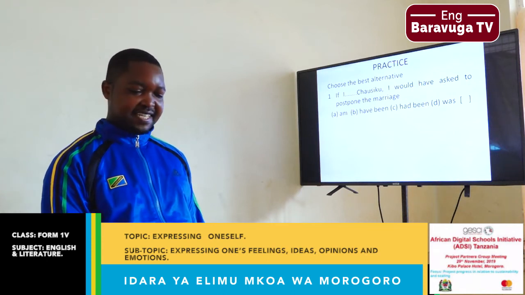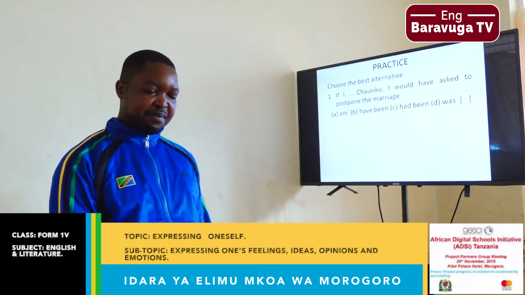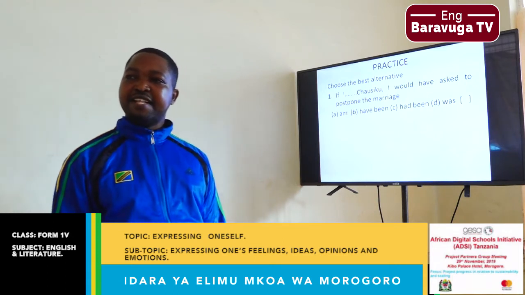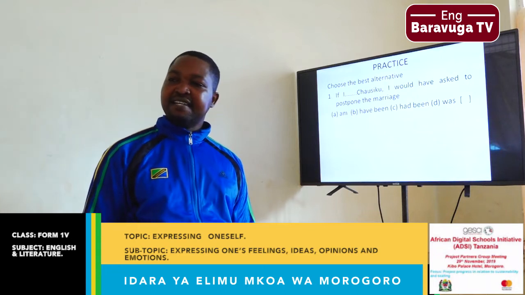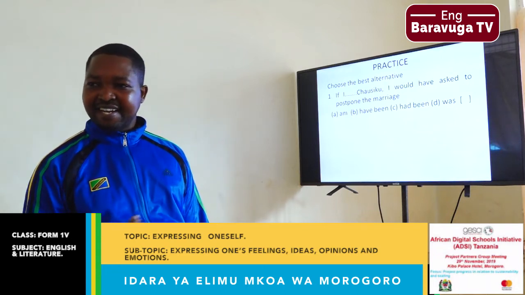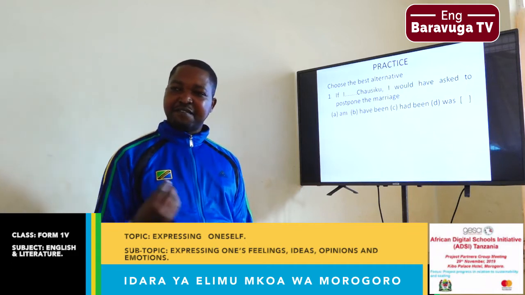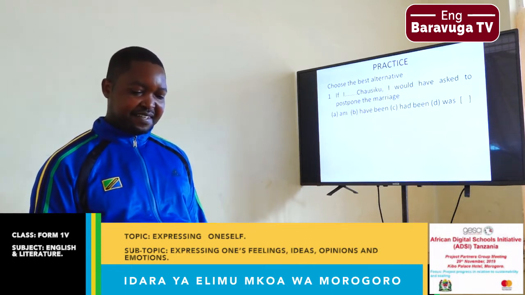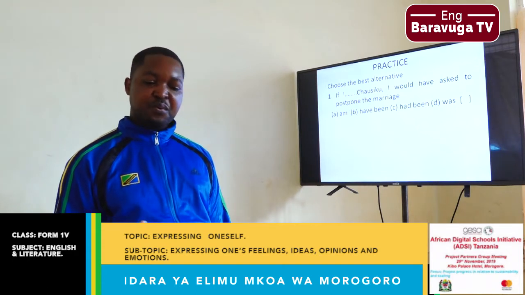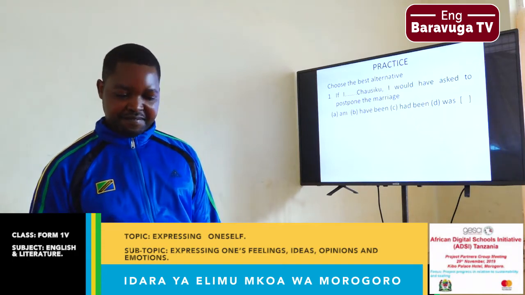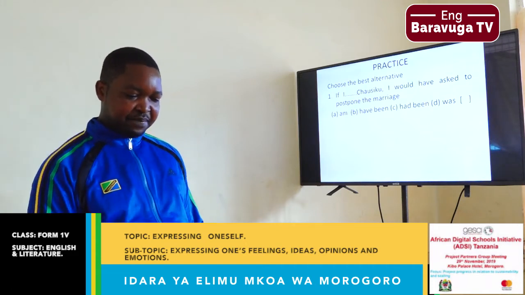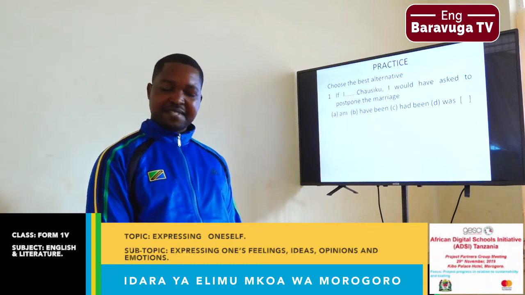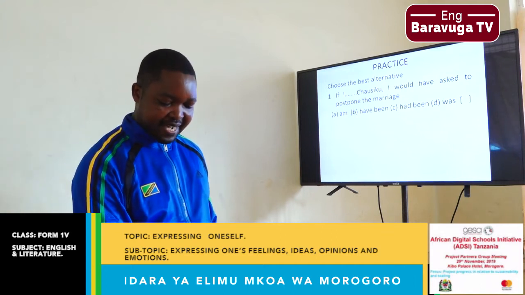If I dash Chelsea, I would have asked to postpone the marriage. The first important thing to remember, you have to remember the format of the conditional sentence type 3. We have the past perfect tense, and we have the conditional future, would have, would not, etc. And therefore, in the multiple choice here, it's obvious that you have got the answer. If I had been Chelsea, I would have asked to postpone the marriage.